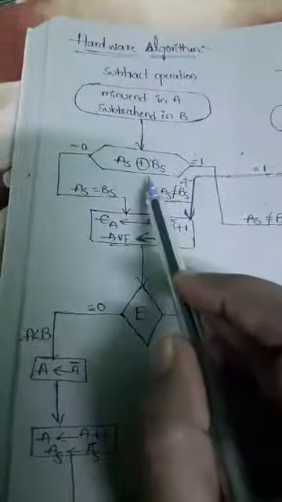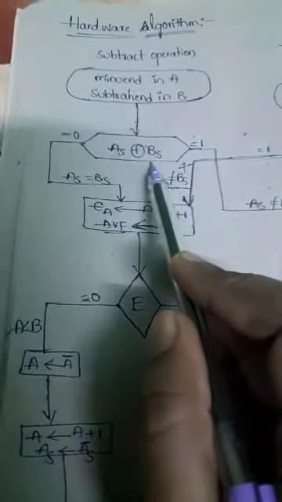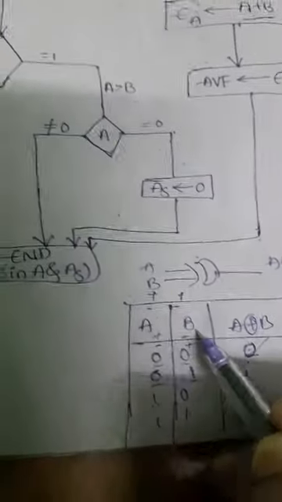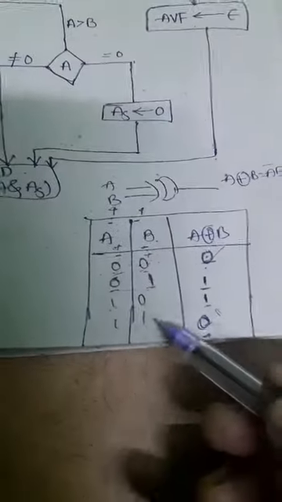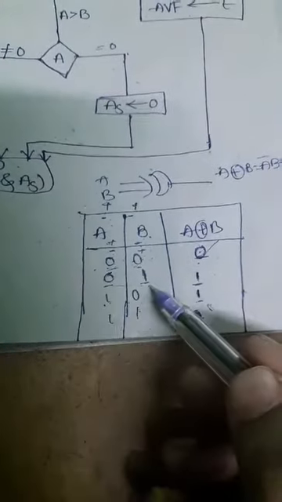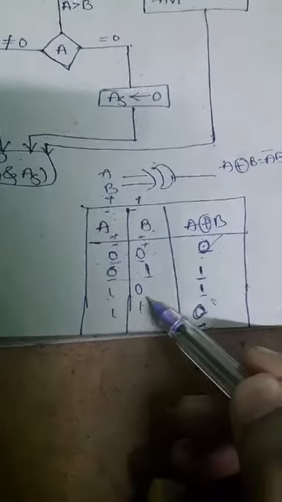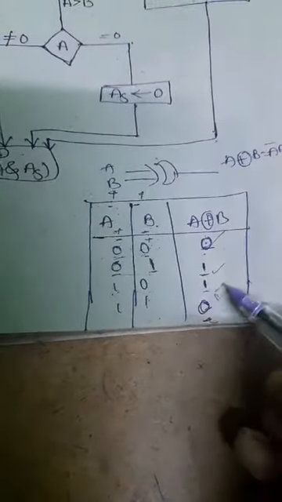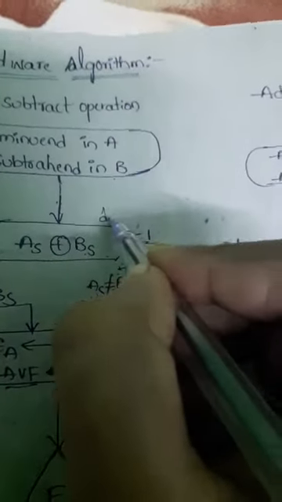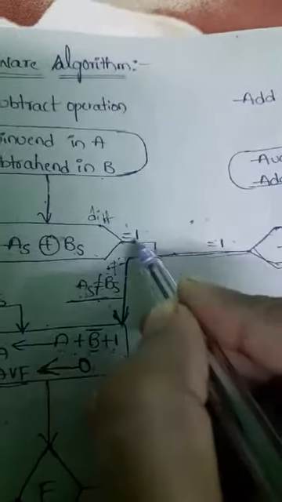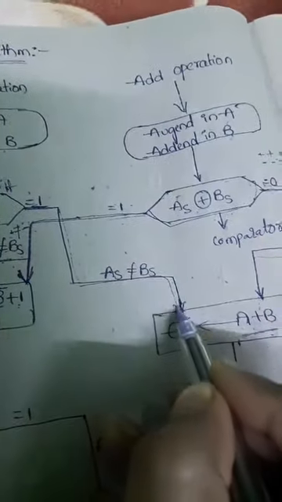Here also, if both the signs are different, that means A's value may be positive and B's value may be negative, like plus minus or minus plus. What is the result we are getting? Plus minus is 0 1, minus plus is 1 0. What is the result of the XOR operation? 1. So if both the signs are different, the XOR result we are getting is 1, and that 1 will be shown by the output here.